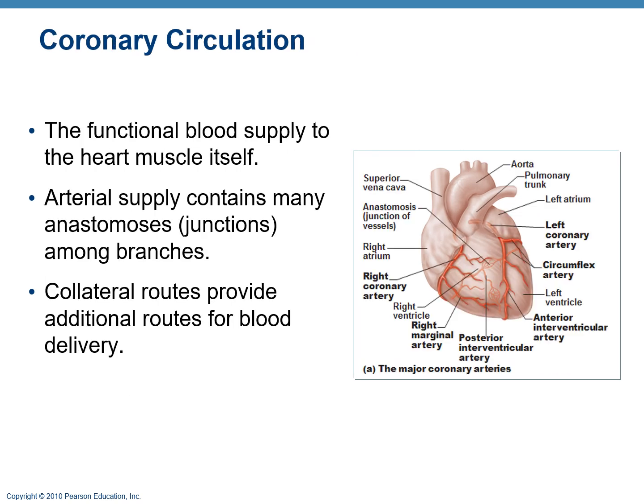The coronary circulation, oftentimes we forget about this. The heart is constantly working. It never gets a break or we'd be dead. So it needs constant blood supply and blood renewal. The functional blood supply to the heart itself is known as the coronary circulation. Arterial supply contains many anastomoses or junctions. This is sort of a fail-safe, right?